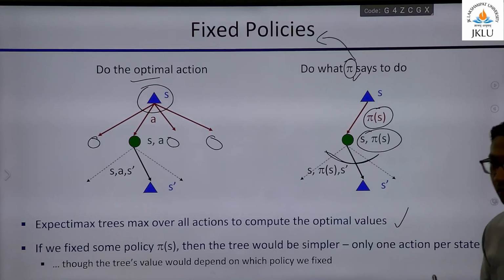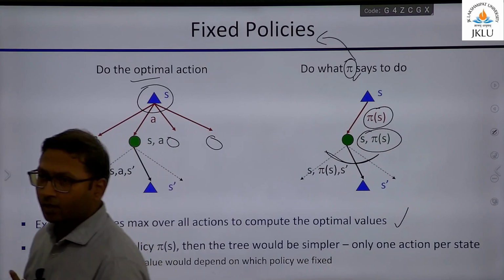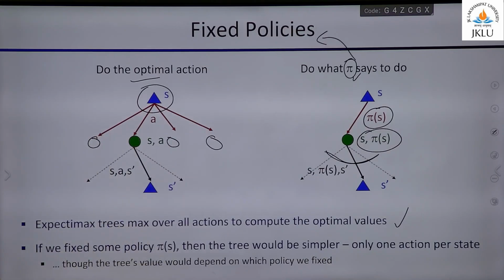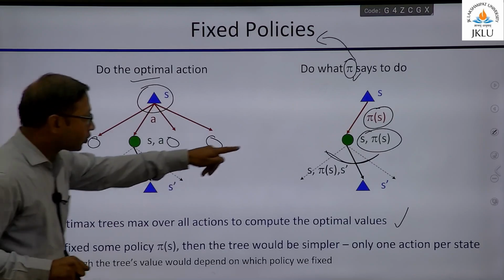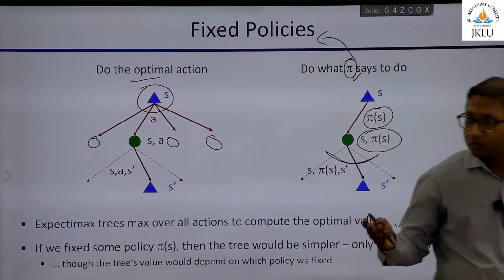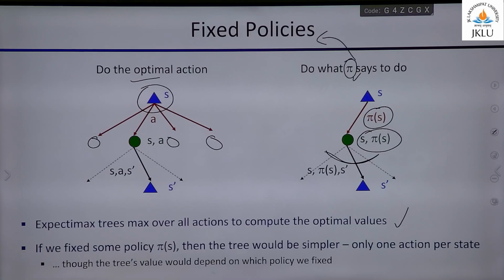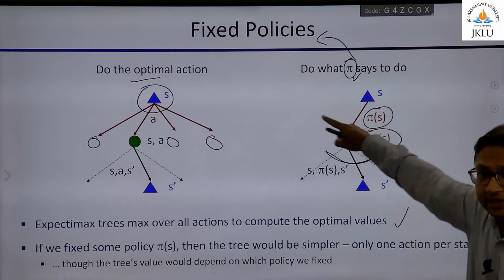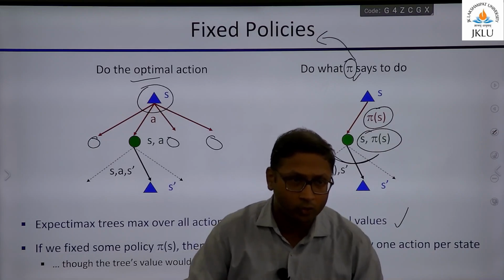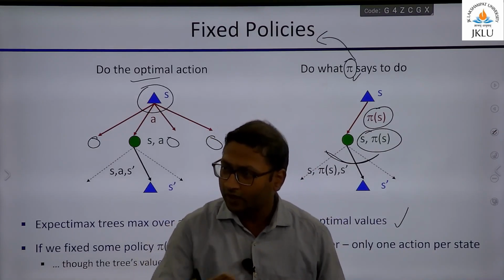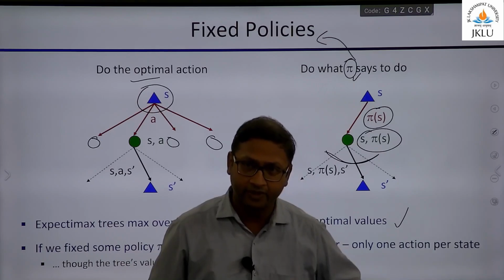Because policy is only giving you what? Policy is just telling you what action to take in a particular state. It is not controlling the environment in any way. So it is still the same thing. What was there in the earlier case? I had these options to take: I can go forward, backward, right and left.